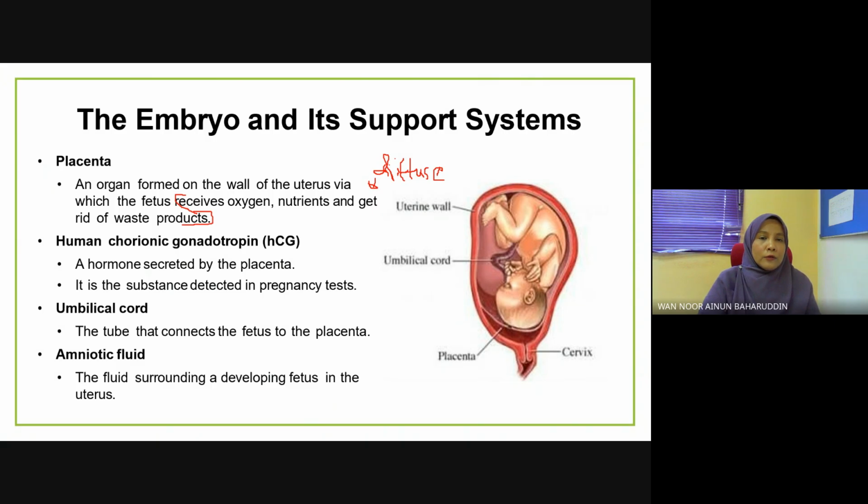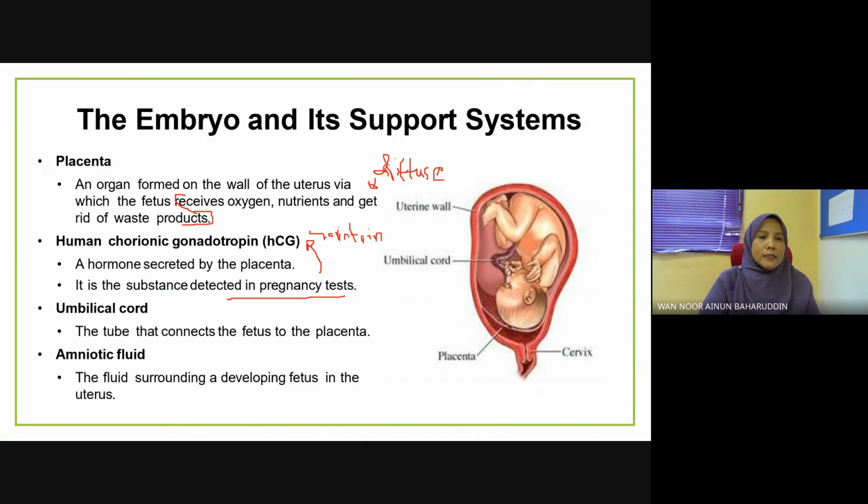And then we do have the second one, HCG, human chorionic gonadotrophin. It is a hormone that's secreted by the placenta and can also be detected in the pregnancy test. So this one is to maintain the secretion of hormone so that the uterine wall can remain in its state and not abort.